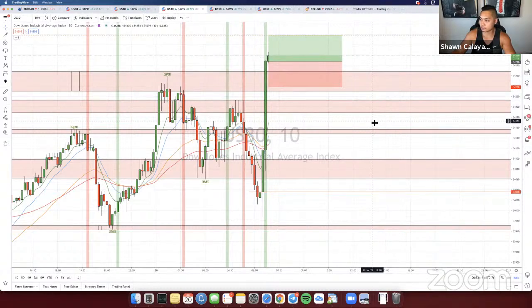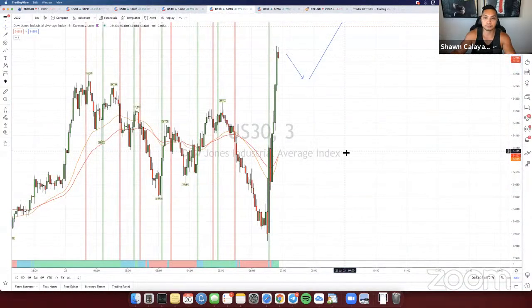Yeah, Short Scene said US 30 reaches retracement resistance level. I agree. That's why I'm not really looking to enter just yet. I'm going to wait for that retracement right here, and then I'm going to catch it as it swings back up.